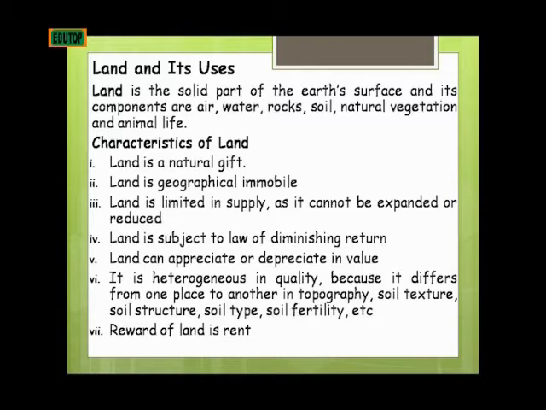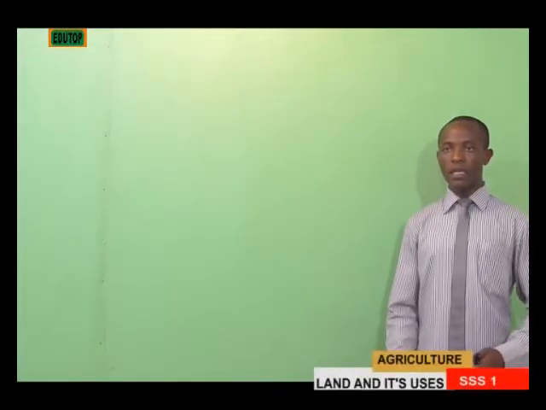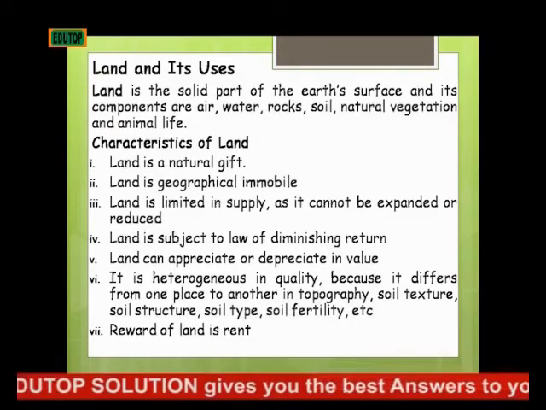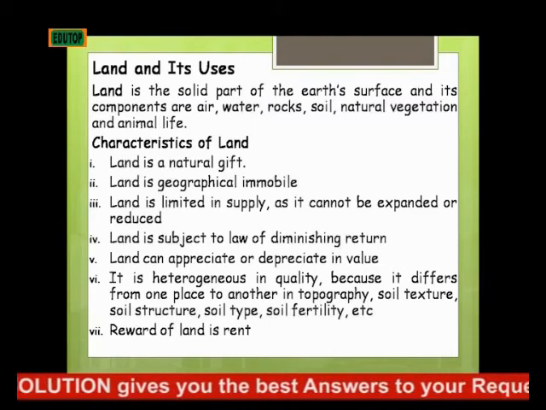Then the third characteristic of land is that land is limited in supply, as it cannot be expanded or reduced. Then the fourth characteristic of land is that land is subject to the law of diminishing returns. That is, if you use your land this year, use it next year, the yield that you'll be getting will be depreciating with time.